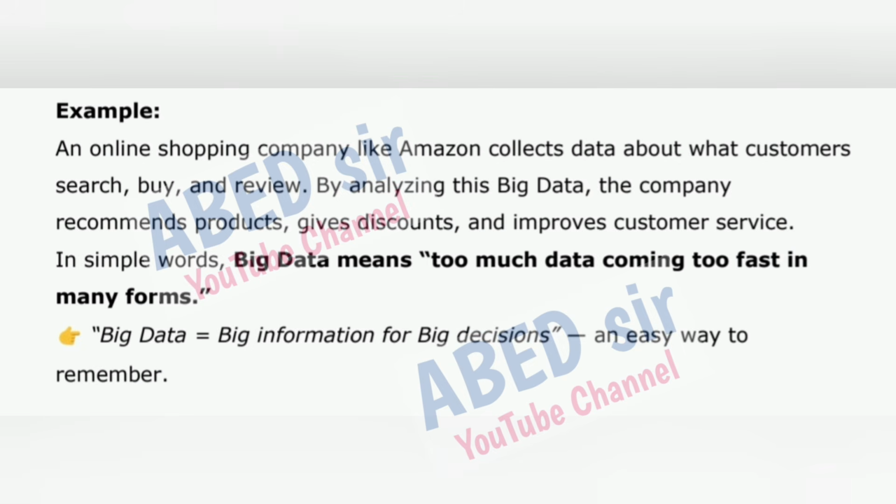Example: an online shopping company like Amazon collects data about what customers search, buy, and review. By analyzing this big data, the company recommends products, gives discounts, and improves customer service. In simple words, big data means too much data coming too fast in many forms. Big data is equal to big information for big decisions. An easy way to remember.